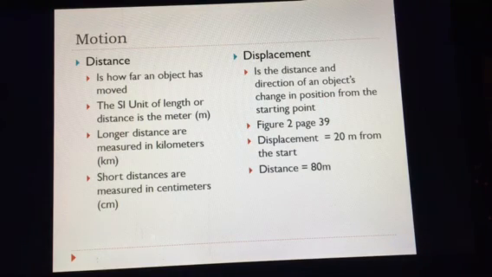So in your groups right now, I want you to think of some other examples of distance versus displacement, and we'll share those in just a second.